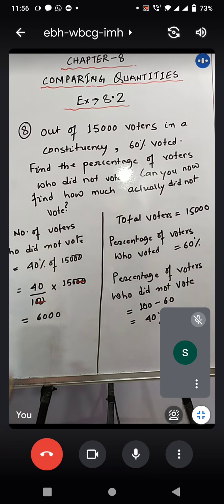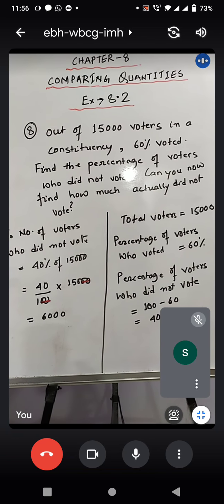Okay. So this is the required answer of question number 8. I hope all of you have understood the three sums which I have explained.